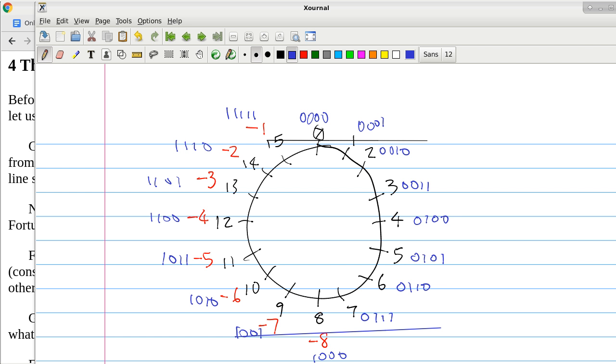Okay? Let me give you another example. Okay? So now I'm dealing with 8-bit numbers. Okay? Yes, go ahead.